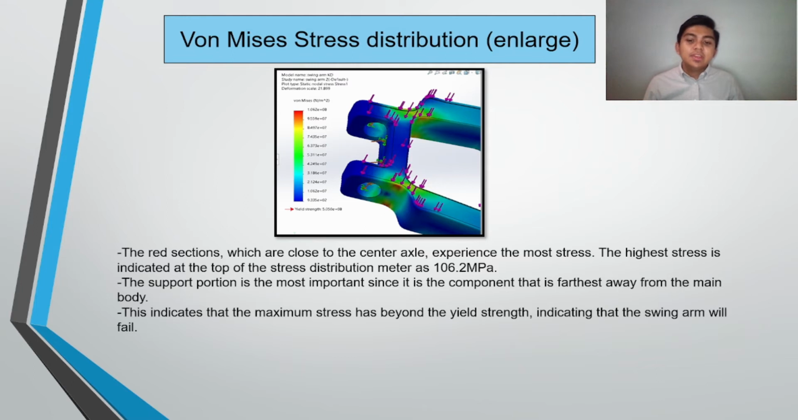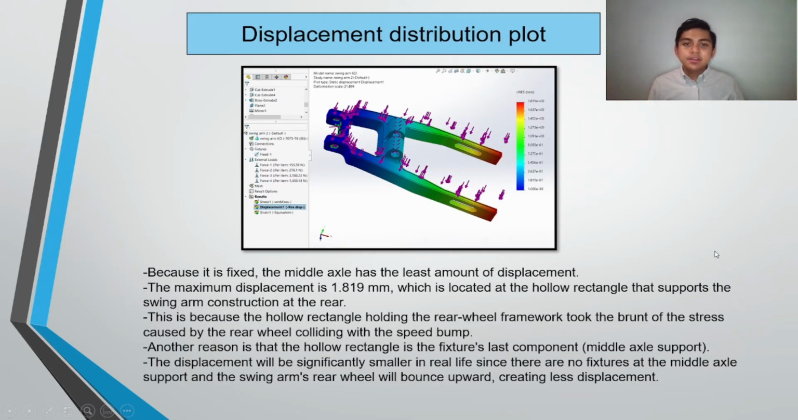We can also determine the material yield strength. This indicates the maximum stress is beyond the yield strength, indicating the swing arm will fail. The fixture used in the simulation fixes and holds the swing arm in place. Hence, this simulation is not accurate. Next, the displacement distribution plot. Varying colors signify different displacements on the displacement plot, much as they did in the von Mises stress plot.